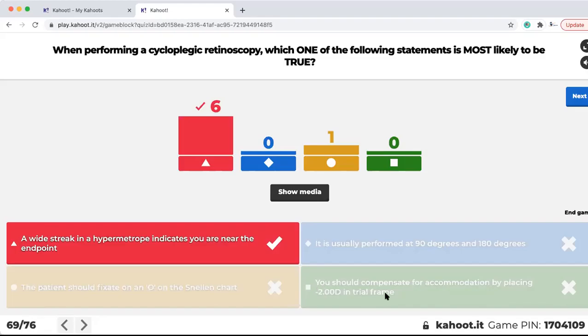It is not that we should compensate for accommodation by placing minus 2 diopters in the trial frame. This is not true. We just compensate for working distance. This is the correct answer.